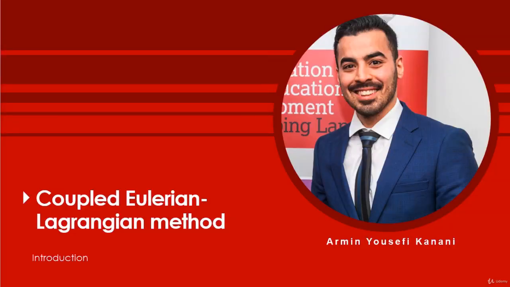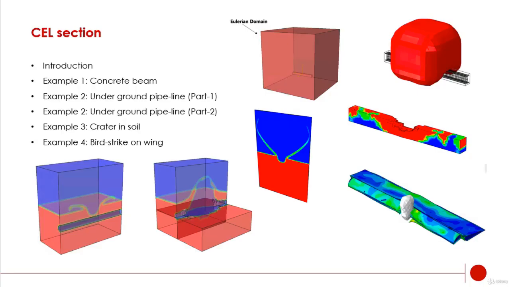The title of this section is Coupled Eulerian-Lagrangian method, and in the next couple of minutes I'm going to show you the example that we're going to do in this section. So the first example is going to be a concrete beam, and as you can see we have a concrete beam here in the Eulerian domain, and then we're going to define a TNT for that, and once the explosion happens you see the damage on a concrete beam.